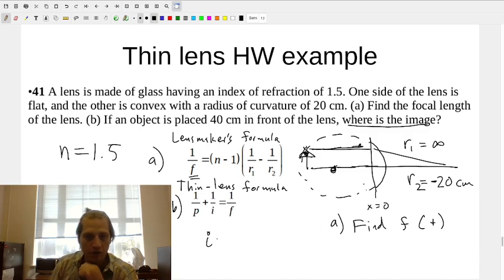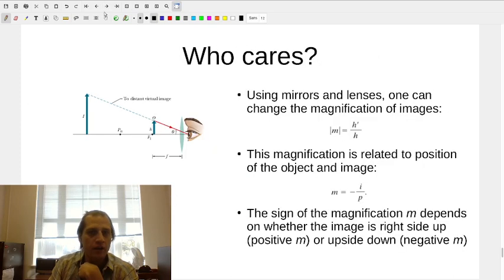Okay, so you want to find I. I have given you P. P is 40 centimeters, and you have found F in your first part. Okay, so I want you to struggle a little bit, work on it, try to see if you can solve this just using your everyday algebra. So try that for next time.